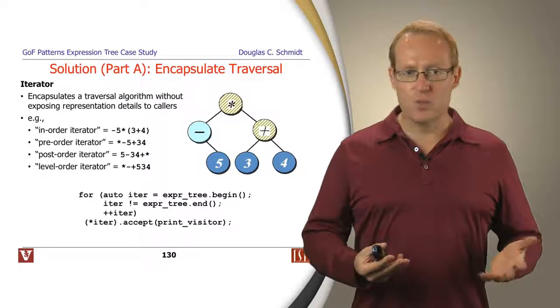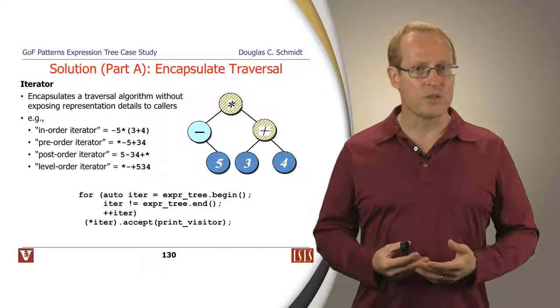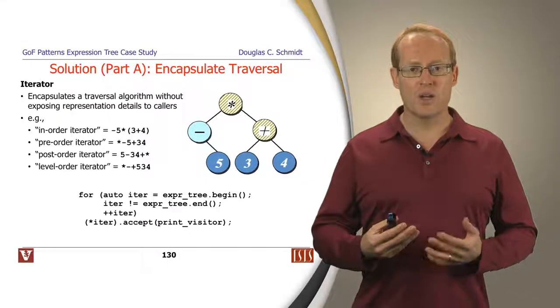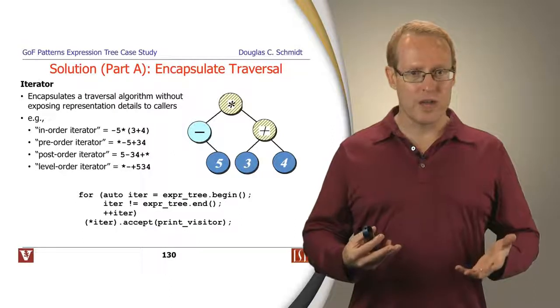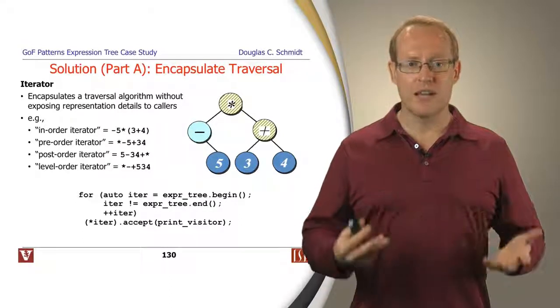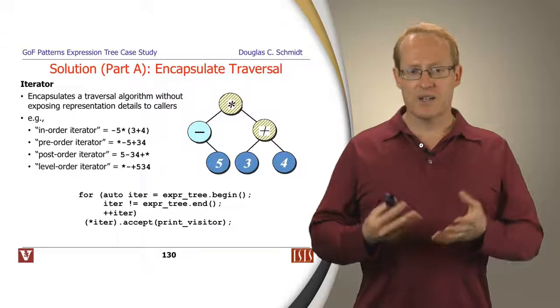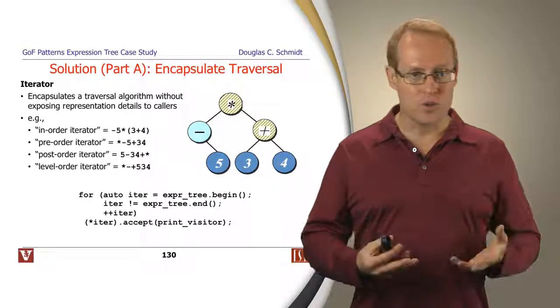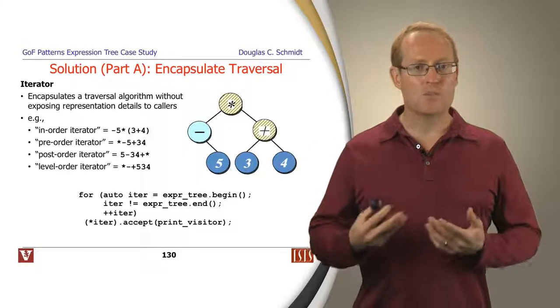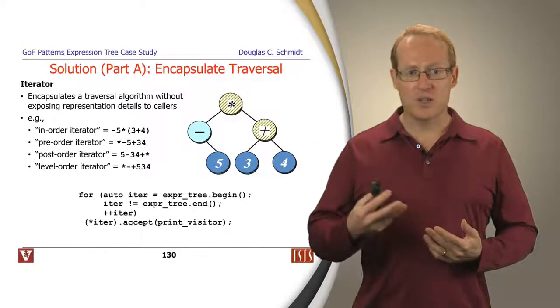How are we going to do this? Well, you'll see that there's several parts to our solution. The first thing we're going to do is encapsulate traversal. And to do this, we're going to apply something called an iterator. An iterator will allow us to traverse the expression tree in different orders, different formats, without exposing the representation details to the application.